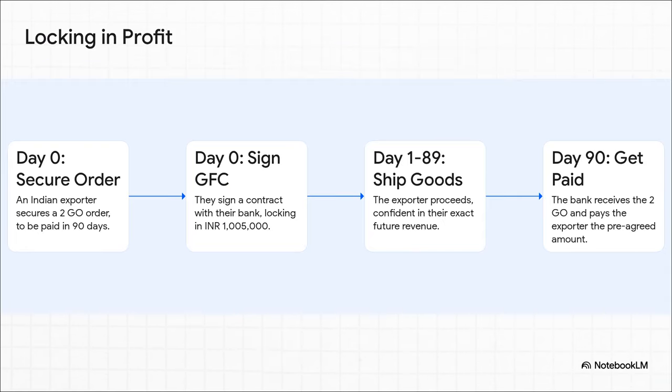So here's how that plays out. The exporter gets the order, and literally that same day, they sign the GFC with their bank, locking in their exact revenue. Now they can go ahead, make their product, ship it off, and have complete peace of mind about how much money they're going to make. Then, when payment day rolls around, those 2 gold ounces go to their bank, and the bank just deposits the pre-agreed amount of local currency right into their account. All the risk is just gone.